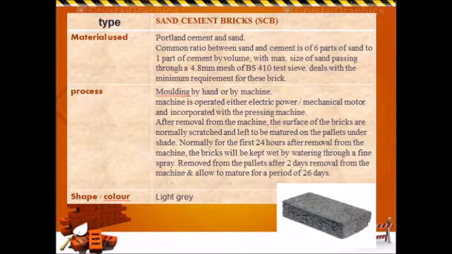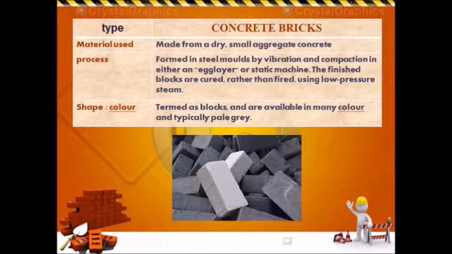After removal from the machine, the surface of the brick are normally scratched and left to be matured on the pallets under sheet. Normally for the first 24 hours after removal from the machine, the brick will be kept wet by watering through a fine spray. Remove from the pallets after 2-day removal from the machine and allowed to mature for a period of 26 days. The colors of the sand cement bricks is light grey.